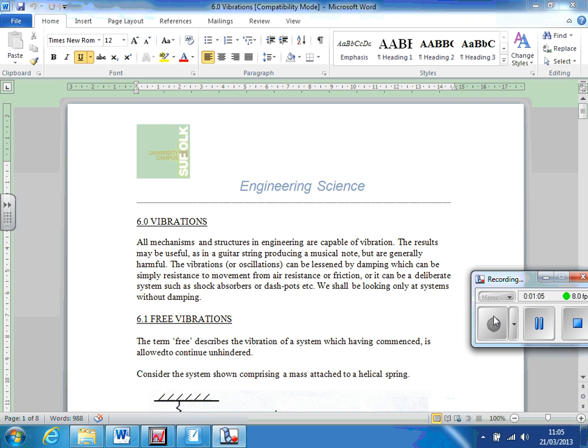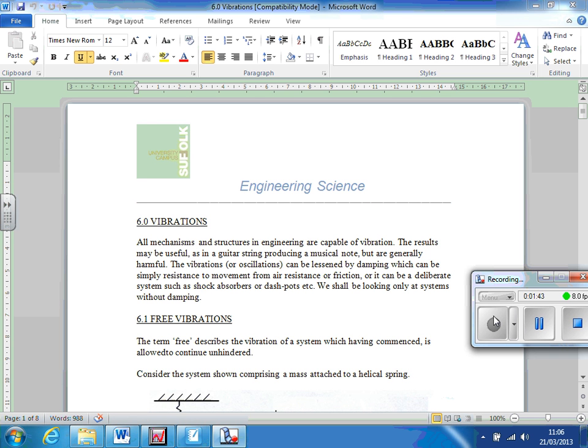So if we look at the vibrations section of the booklet here, we can see a sort of definition at the beginning. All mechanisms and structures in engineering are capable of vibration. So if you give something a clout with a hammer, it will vibrate and you'll hear it ring. If you turn on a circuit that involves particularly inductors and capacitors, it will oscillate and then settle down. So when you disturb things, they tend to vibrate and then gradually settle down to some sort of steady state because of damping. So it's usually involved with some sort of damping.